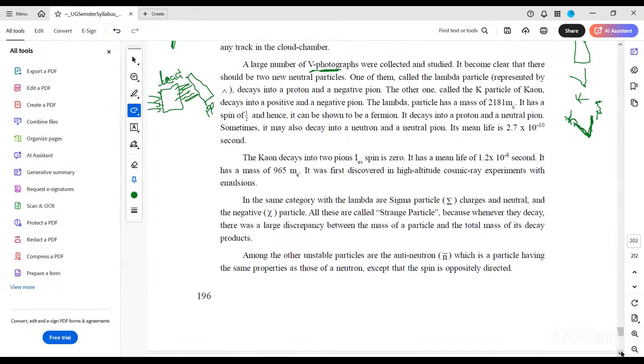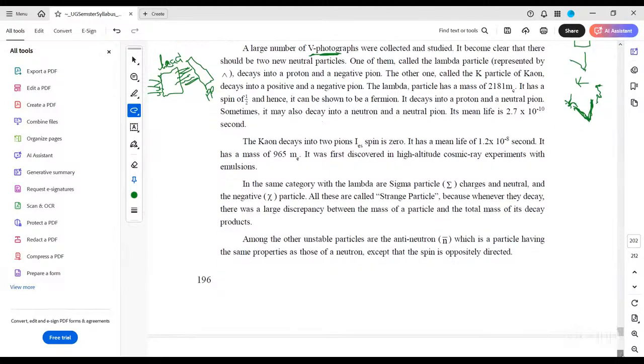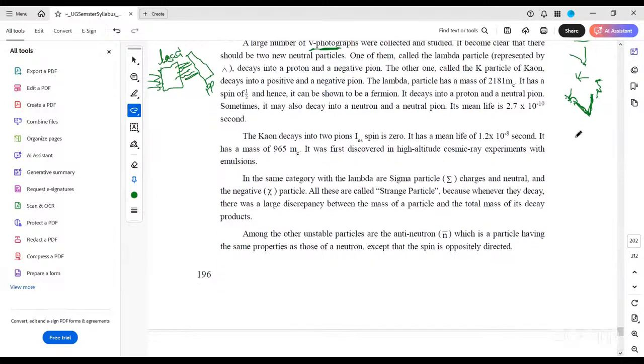Now we will see the properties of K and lambda. First, lambda. We take a lead plate, and cosmic rays fall on this lead plate. The output is collected on a photographic plate, and in this photographic plate one V shape is formed. That V shape represents new particles called K and lambda.